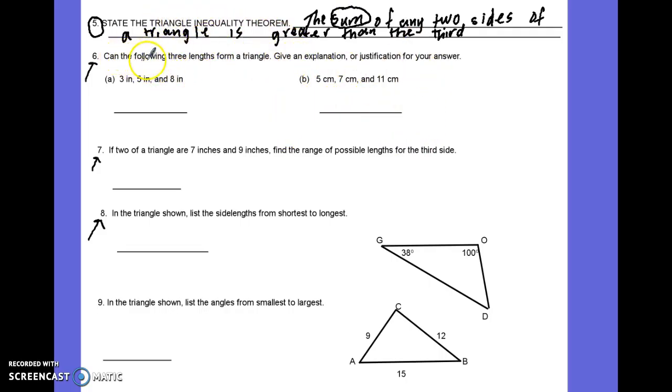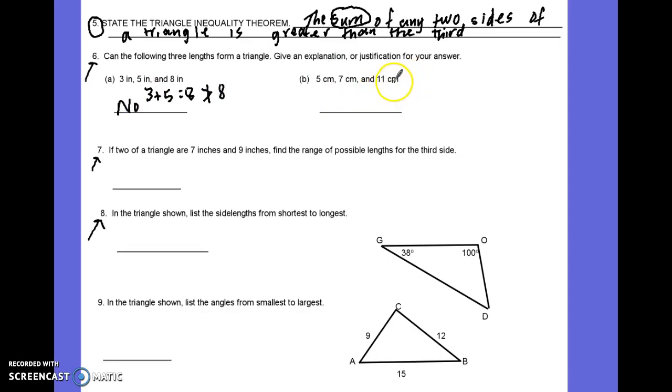With that in mind, can the following 3 lengths form a triangle? Give an explanation or justification. We have 3, 5, and 8. Let's take the sum of the first 2. That's 8. Is that greater than 8? No. So we put not greater than the third side, 8. So our simple answer here is no.